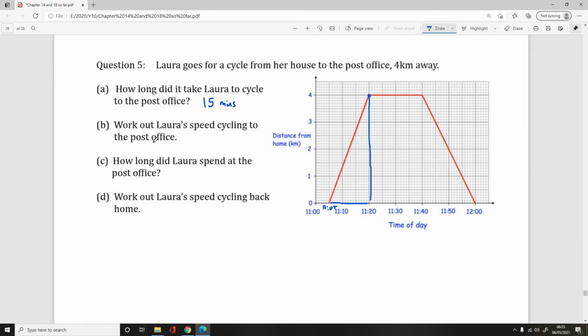Her speed cycling to the post office though, that's going to be our gradient, our change in distance over time. That's going to be 4 kilometres she travelled, and she did it in 15 minutes. So speed is distance over time, so 4, but we wouldn't do it over 15, we'd do it over a quarter, or over 0.25, because that's how many hours that represents. So her speed was 16 kilometres per hour. Distance is in kilometres here. How long does she spend at the post office? This amount of time. Looks like 20 minutes to me.